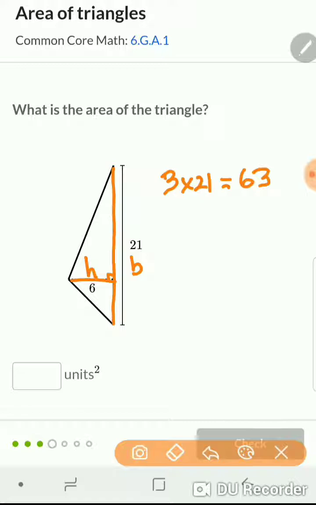So the trick here is if you have an even number as one of your dimensions when you're finding the area of a triangle, you can take half first and then multiply by the other side, and that'll actually make your work even easier or faster. So your answer again was 63 units squared.